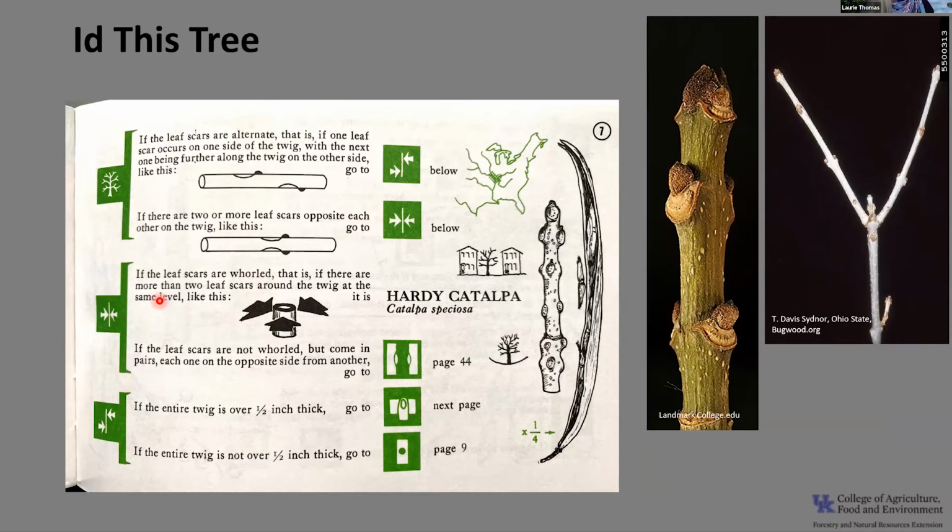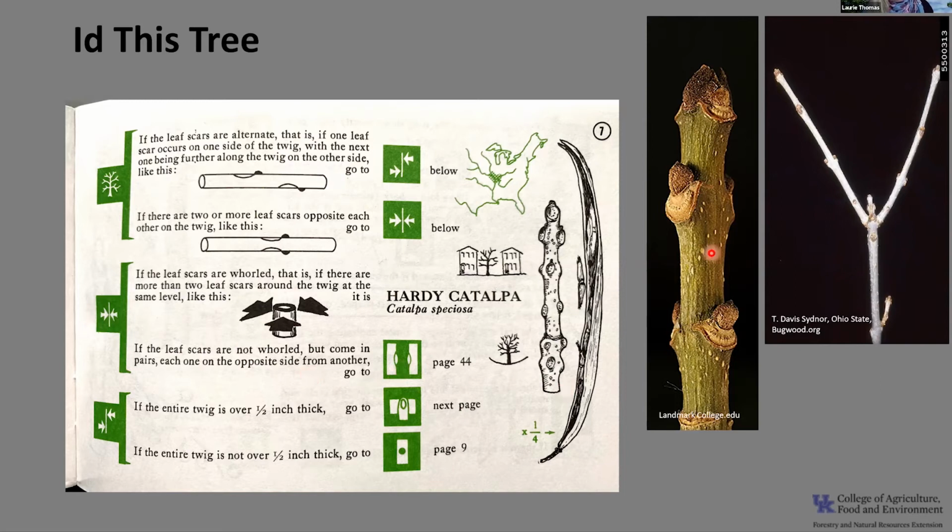So the first one says, if the leaf scars are whorled, that is, if there are more than two leaf scars around the twig at the same level, it is a hardy catalpa. Or if the leaf scars are not whorled but come in pairs, each one on the opposite side from one another, we want to go to page 44.